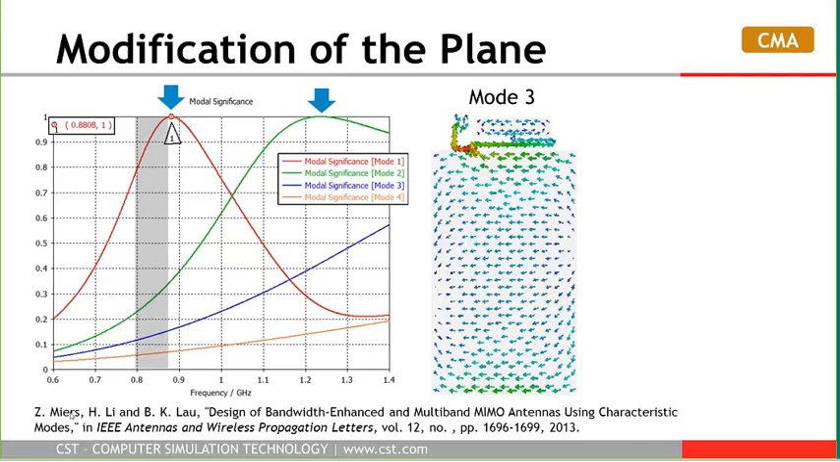And this idea actually comes from Zachary Myers and his article from 2013. You see again the reference down at the bottom side of the page. So you see that you have a first and second mode, and you need to shift the frequency of the third mode, which is our diversity mode.